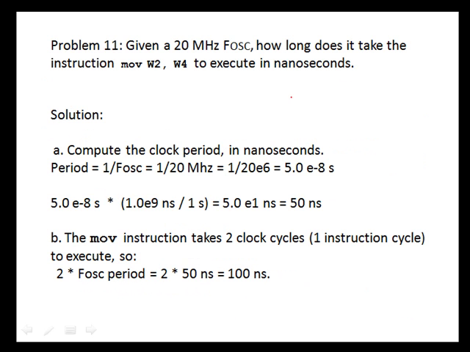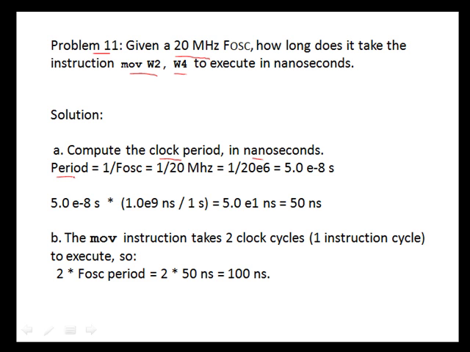Hi, this lecture will concentrate on some of the problems at the end of Chapter 3. First, we'll start with problem 11. Given a 20 megahertz FOSC, how long does it take the instruction move W2 to W4 to execute in nanoseconds? First step will be to compute the clock period in nanoseconds.